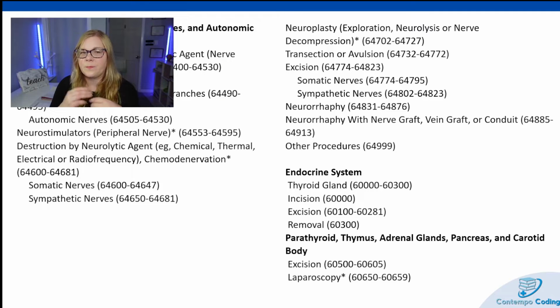Other procedures. And then this endocrine system actually comes before all of our nerve codes in CPT, but I wanted to kind of just stick them here because they look just a little bit better on the slide. So endocrine system, we have our thyroid gland, incision, excision removal, and then our parathyroid, thymus, adrenal glands, pancreas, and carotid bodies, either excisions or laparoscopies.